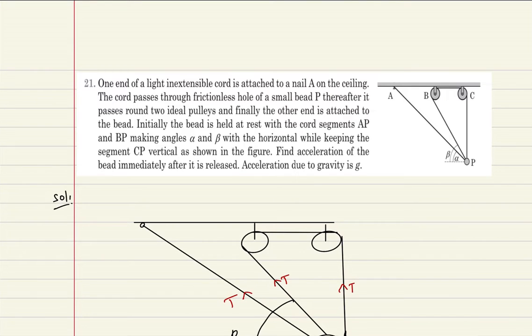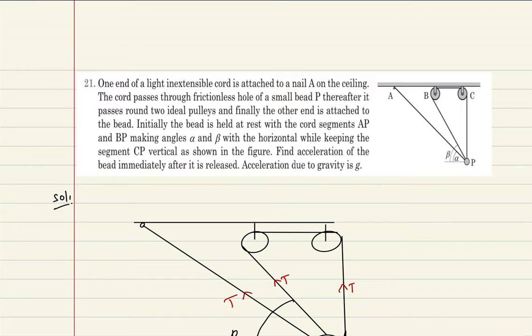Now I am going to discuss a question from Pathfinder, chapter Laws of Motion, question number 21. According to the given question, one end of a light inextensible cord is attached to a nail A on the ceiling. The cord passes through a frictionless hole of a small bead P. Thereafter, it passes round two ideal pulleys and finally the other end is attached to the bead.